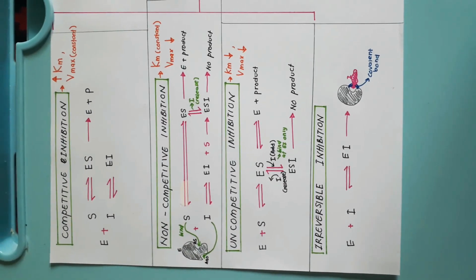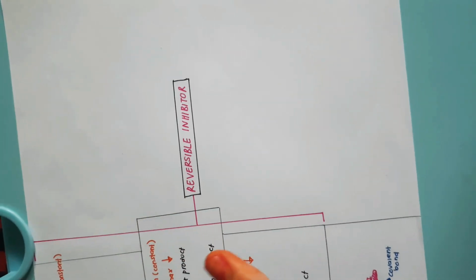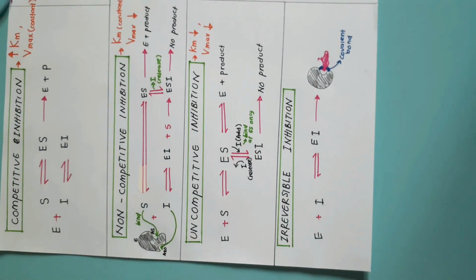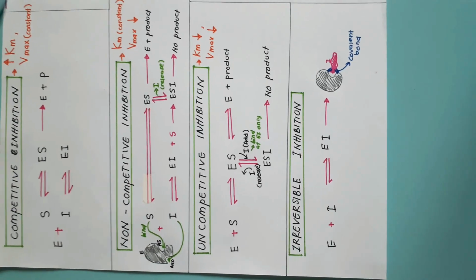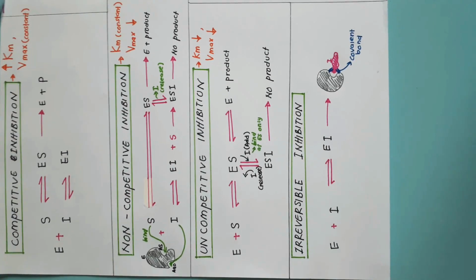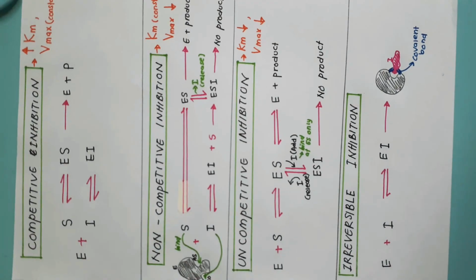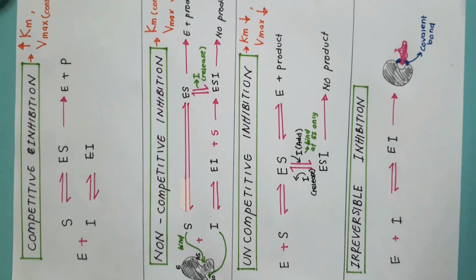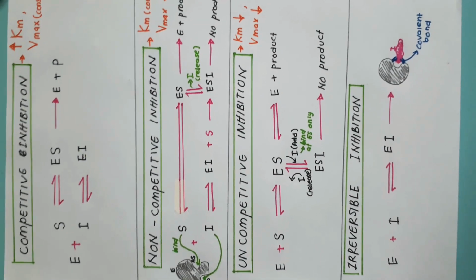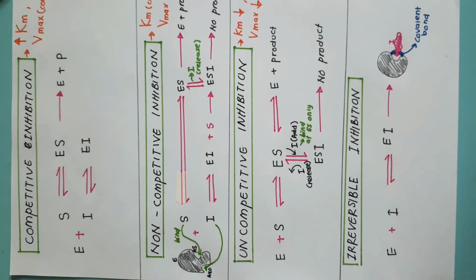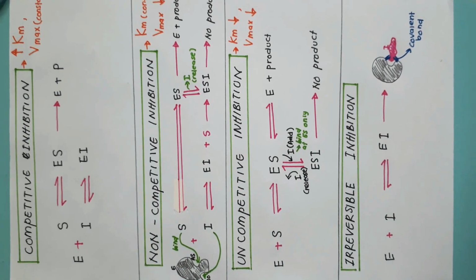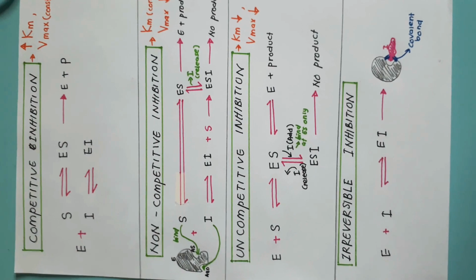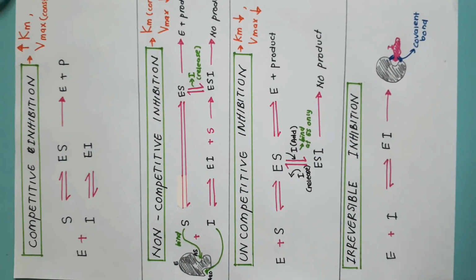Actually, there are two types of inhibition, which are reversible inhibition and irreversible inhibition. In reversible inhibition, there are three types, which are competitive inhibition, non-competitive inhibition, and uncompetitive inhibition. Now, let me start with competitive inhibition.